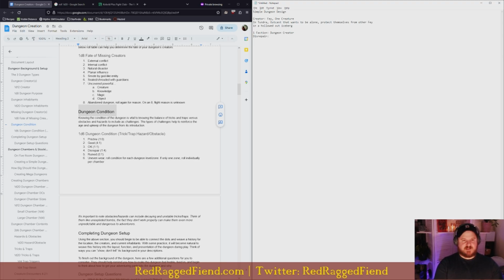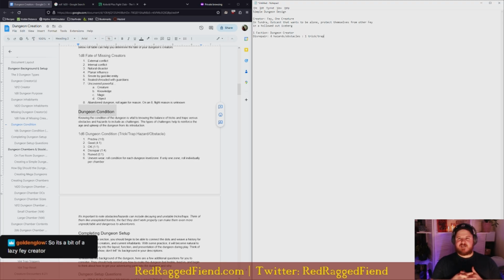Which means that there should be about 4 hazards or obstacles per every 1 trick or trap. Now, it doesn't mean that there aren't a bunch of tricks and traps in the dungeon. It means that they're not functioning properly. Which could be a lot more dangerous than a trick or trap that's doing the thing that it's supposed to do. Like, if you see a spear trap, you know what the spear trap's supposed to do. But if the spear trap's not doing what it's supposed to do, it's in a lot of ways more dangerous than the actual spear trap.